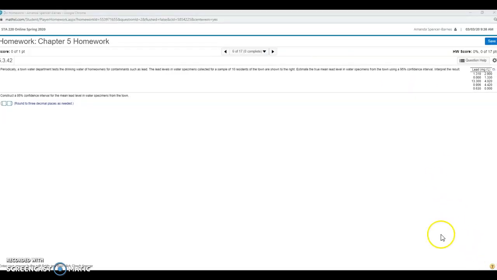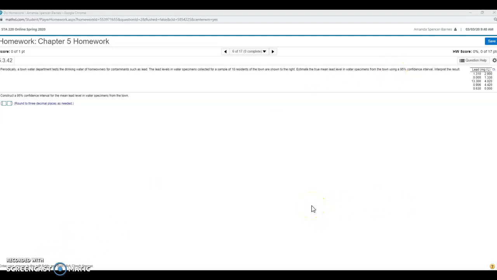Let me make my recording window a little bit bigger. Here we have: periodically a town water department tests the drinking water of homeowners for contaminants such as lead. The lead levels in water specimens collected for a sample of 10 residents of the town are shown to the right. Estimate the true mean lead level in water specimens from the town for a 95% confidence interval and interpret the result.